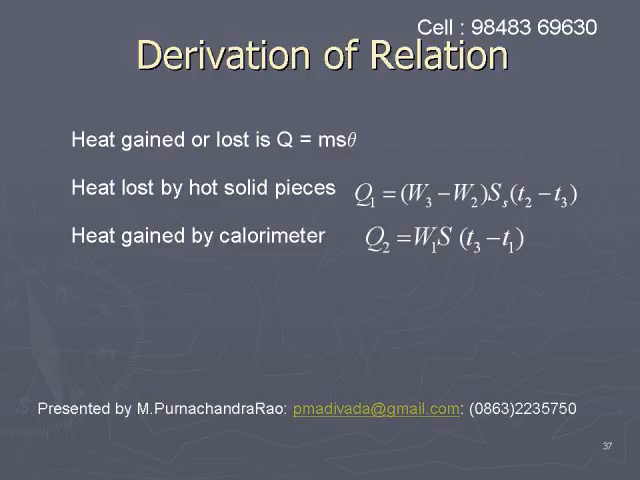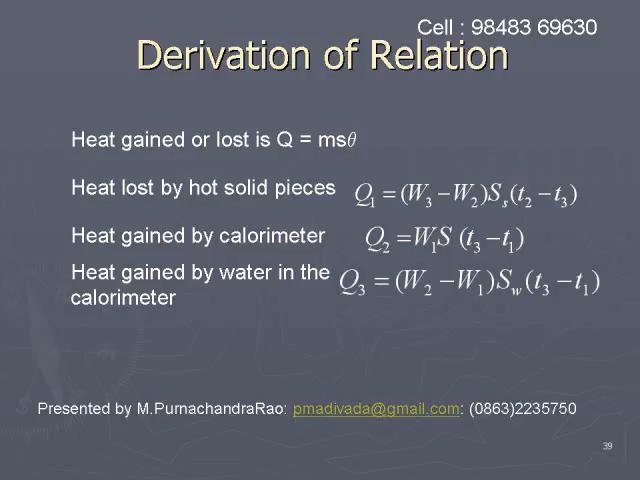Heat gained by calorimeter, Q2, is equal to W1 into S into (T3 minus T1). Heat gained by water in the calorimeter, Q3, is equal to (W2 minus W1) into Sw into (T3 minus T1).